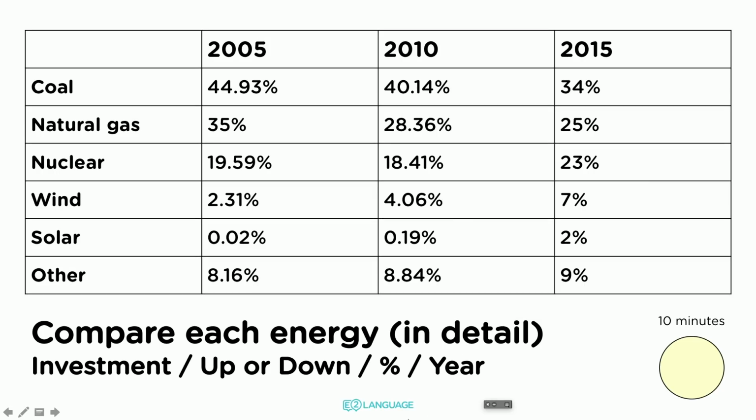So now I want you to compare each energy in detail. I want you to include these 4 bits of information. The investment type, whether it went up or down, by how much, and in what year. I'm going to give you 10 minutes to do this. Your time starts now.